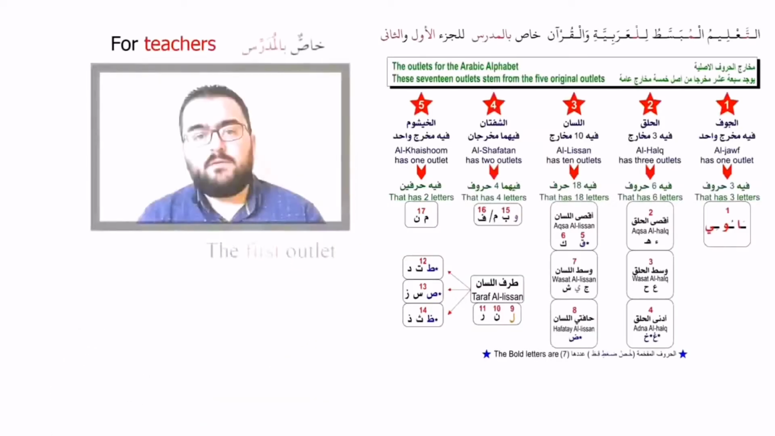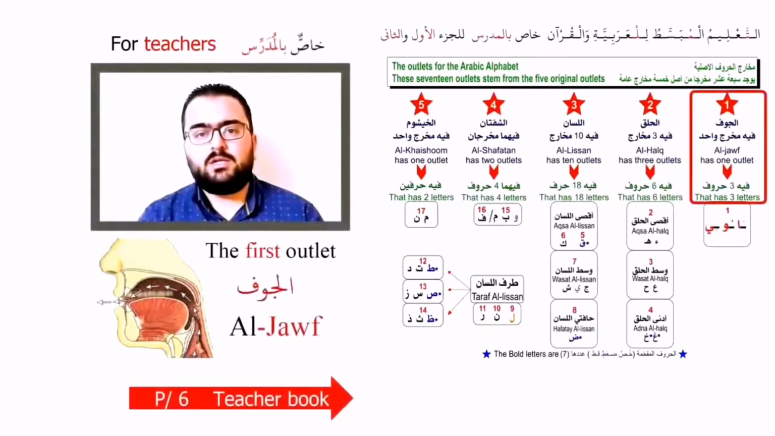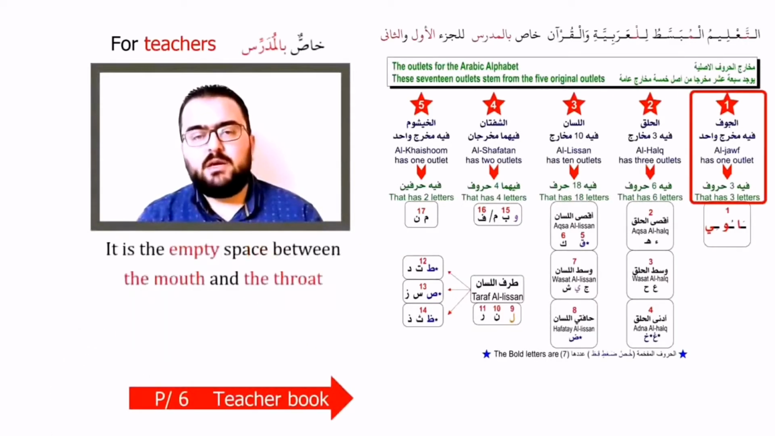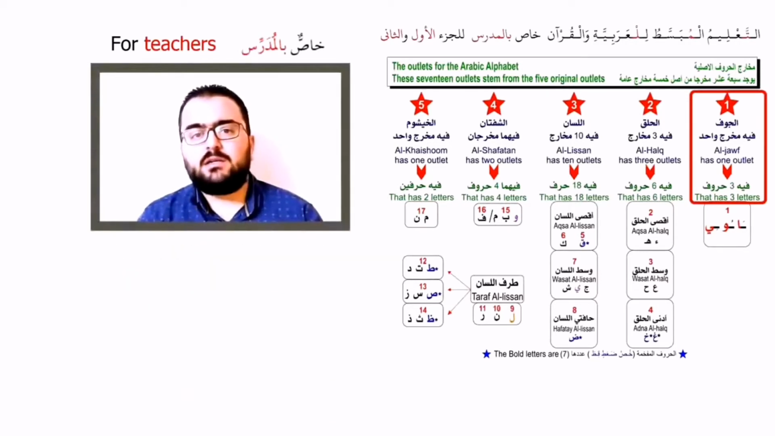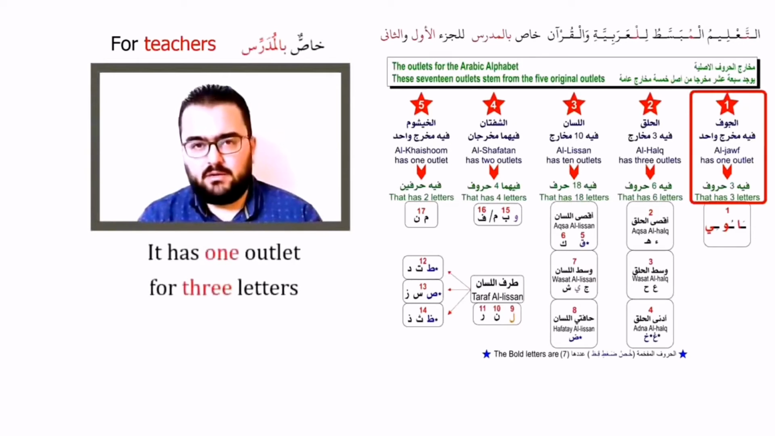This lesson is going to be also for those who will be teaching this book in the future, inshallah, where we shall talk about the outlets of the Arabic alphabet. Let us begin. The first outlet is called Al-Jawf. It is the empty space between the mouth and throat. It has one outlet for 3 letters.